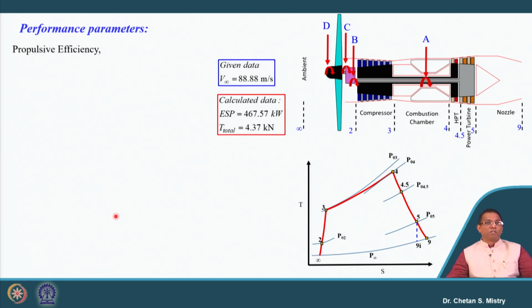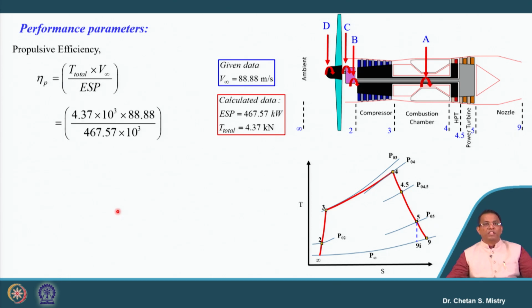Okay. Now let's look at the propulsive efficiency. What we mean by propulsive efficiency is T into V infinity divided by equivalent shaft power. This total thrust we have calculated, our flying speed is known to us, and equivalent shaft power is also known to us. It says my propulsive efficiency is 83.07%.